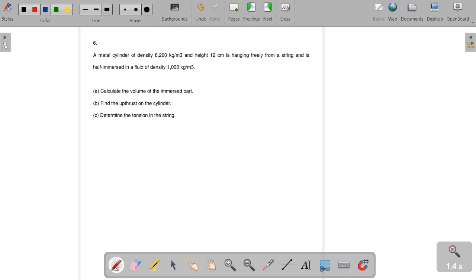So today we're going to continue looking at Archimedes' principle questions. The question that we have here says a metal cylinder of density 8,200 kg per cubic meter. So the density of the cylinder is equal to 8,200 kg per cubic meter. And they're saying the height of the cylinder is equal to 12 centimeters. It's hanging freely from a string and is half immersed in a fluid of density 1000 kg per cubic meter. So the density of the fluid is equal to 1000.